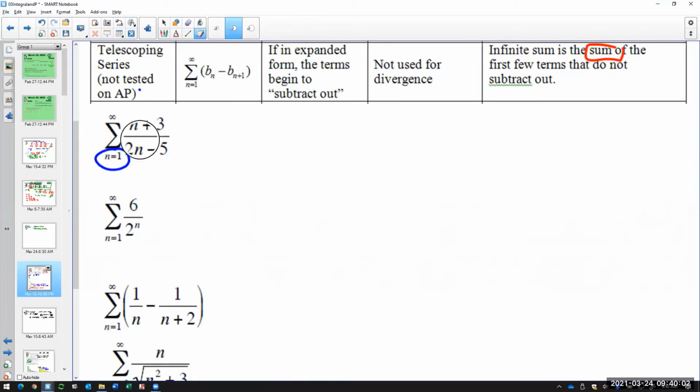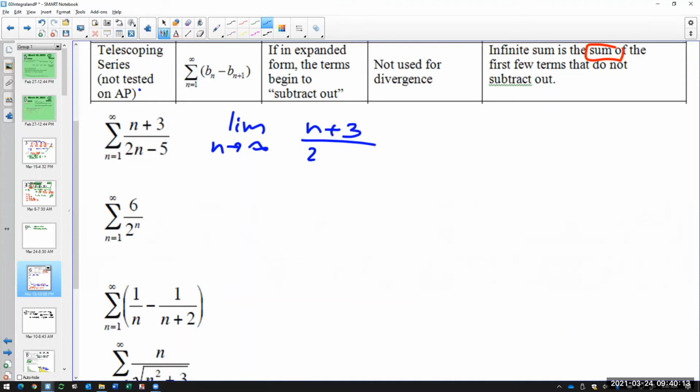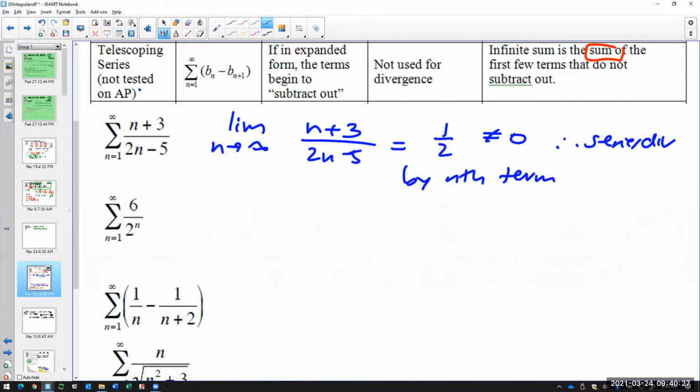Then I think, okay, is it a telescoping test? It doesn't even look like a telescoping test, so no. Is it an nth term test for divergence? If I take the limit as n goes to infinity of n plus 3 over 2n minus 5, what do I get? 1/2. Is that not equal to 0? Then therefore, this series diverges by the nth term test for divergence. Does everybody see how this works? And this would be my answer. This is what I'm looking for on the test.